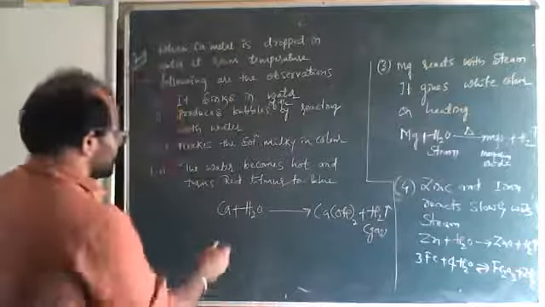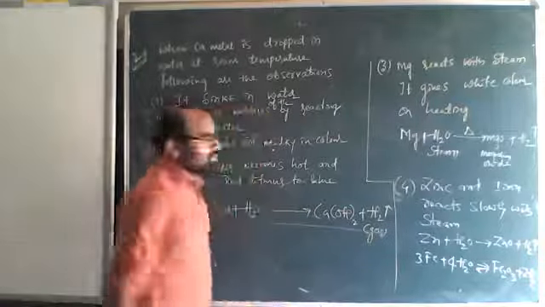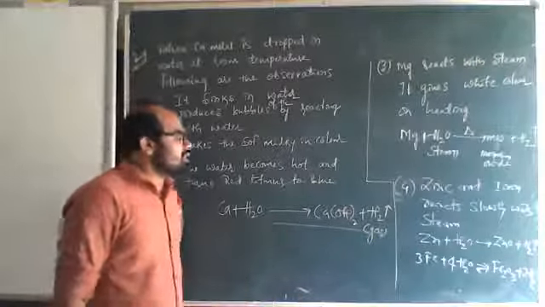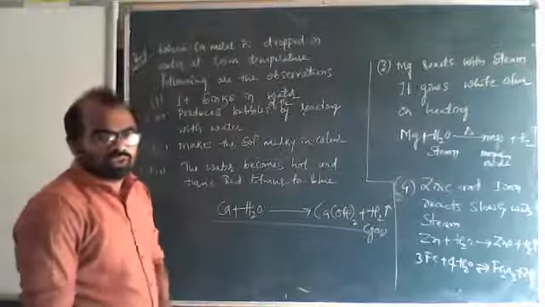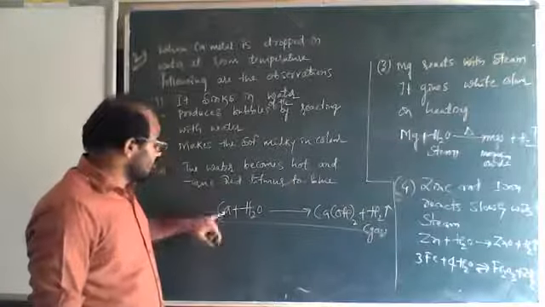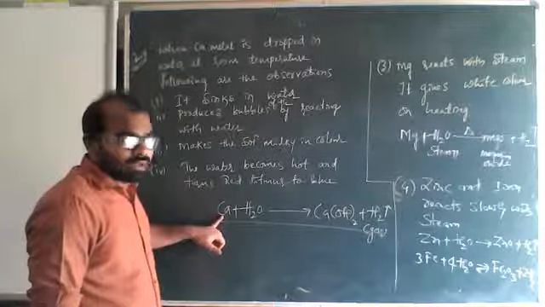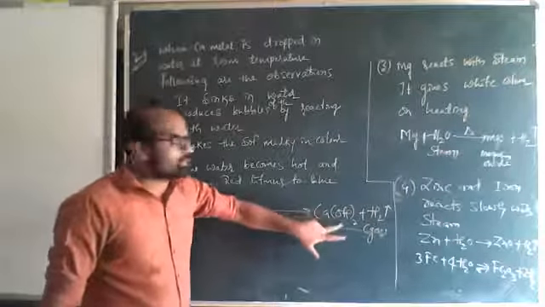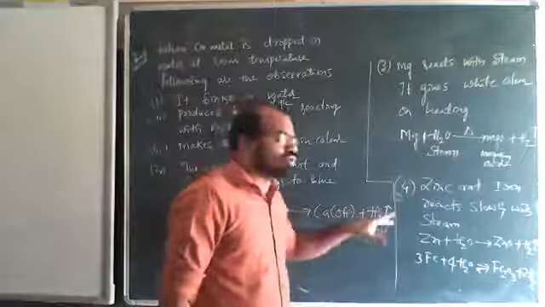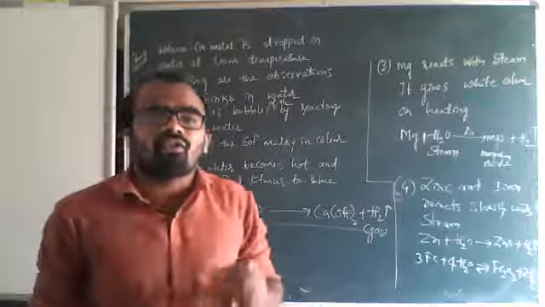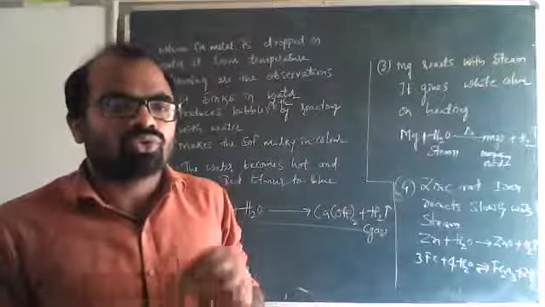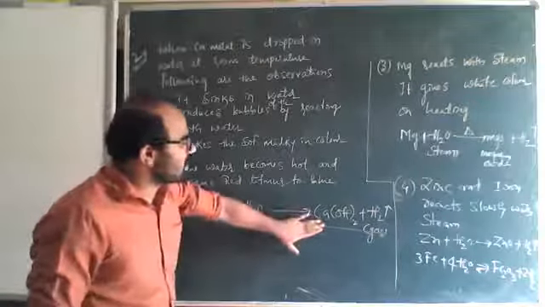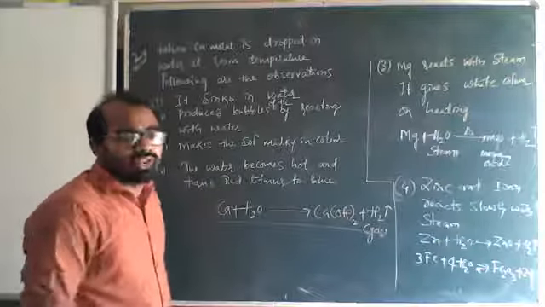So here is the reaction. Ca plus H2O gives Ca(OH)2 plus H2. Ca means calcium, reacting with water. So what I am getting here is calcium hydroxide along with H2, that is hydrogen, in the form of gas. You should remember this. Calcium reacts with water and produces calcium hydroxide along with the liberation of hydrogen gas.